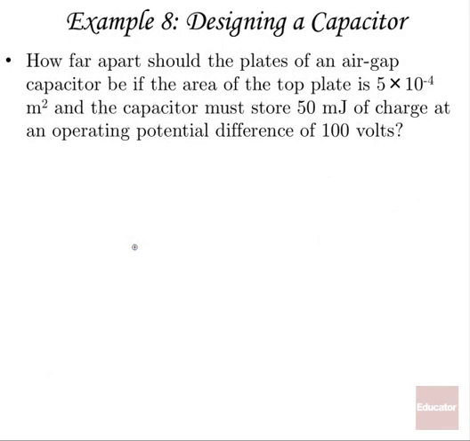Let's see how that works. How far apart should the plates of an air gap capacitor be if the area of the top plate is 5 times 10 to the minus 4 square meters and the capacitor must store 50 millijoules of charge at an operating potential difference of 100 volts? Should say must store 50 millijoules of energy.